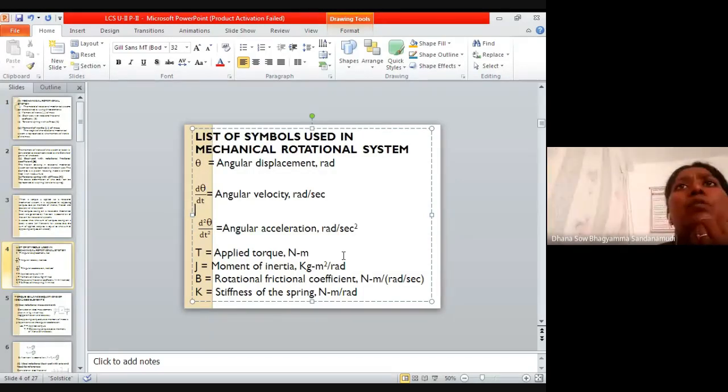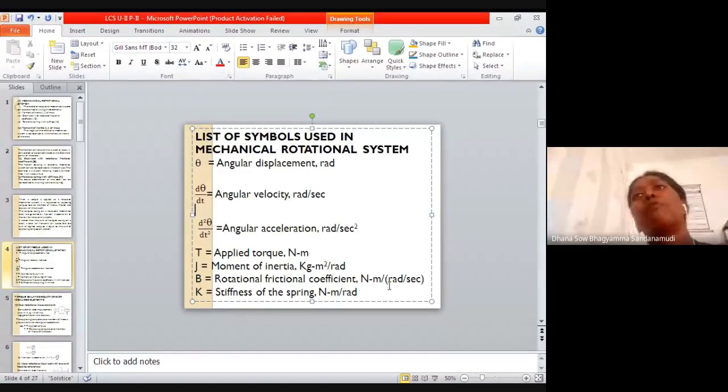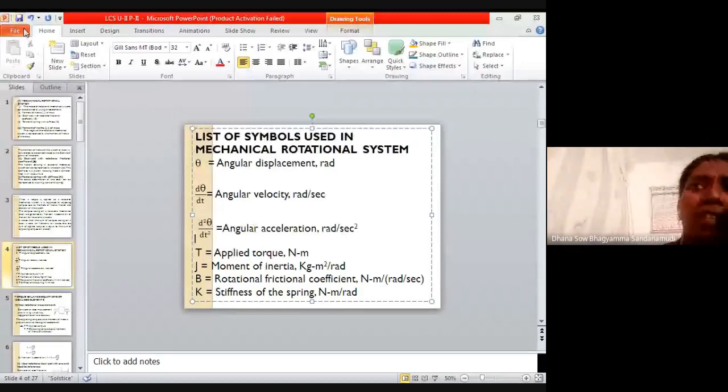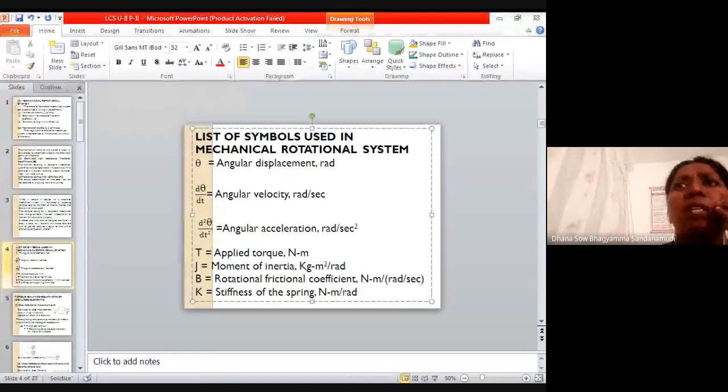Here capital T is the applied torque measured in Newton meter. J is the moment of inertia, which is measured in kg per meter square per radians. B is the rotational frictional coefficient measured in Newton meter per radians per second. Next, K is the stiffness of the spring, measured in Newton meter per radians. All these terms you might already have learned in your intermediate itself. So let's go to the next slide.